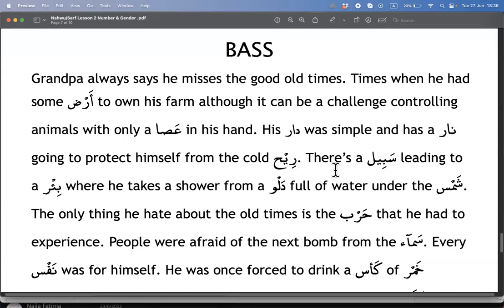And then there's a sabil. What is sabil? Fi sabilillah. What's that? Path. Okay, fi sabilillah, in the path of Allah. Yes. There's a sabil, there's a path, leading to a bear. What is a bear?